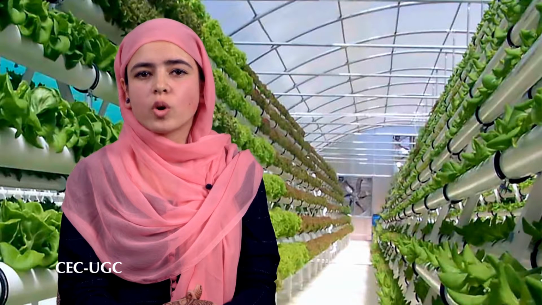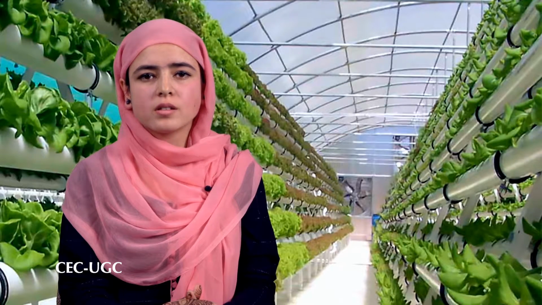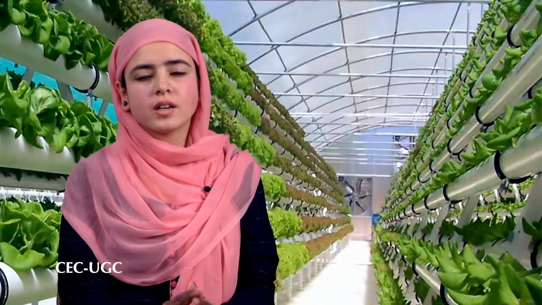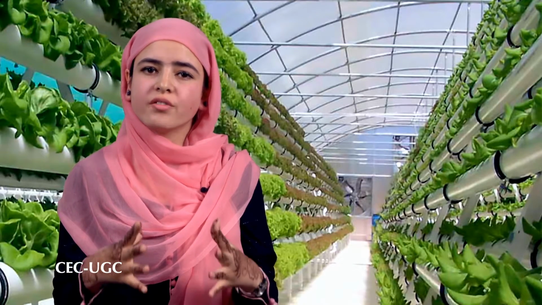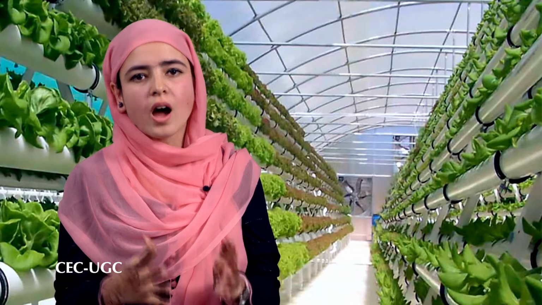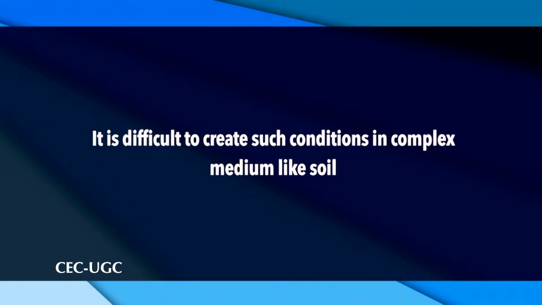Since a plant requires some specific elements, this demonstration is done by growing plants under experimental conditions where all nutrients except the required nutrient are present. However, it is difficult to create such conditions in a complex medium like soil.